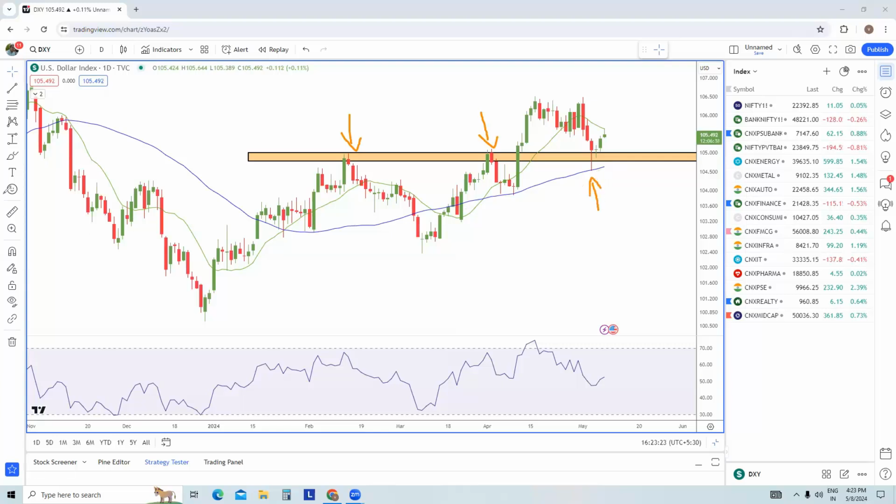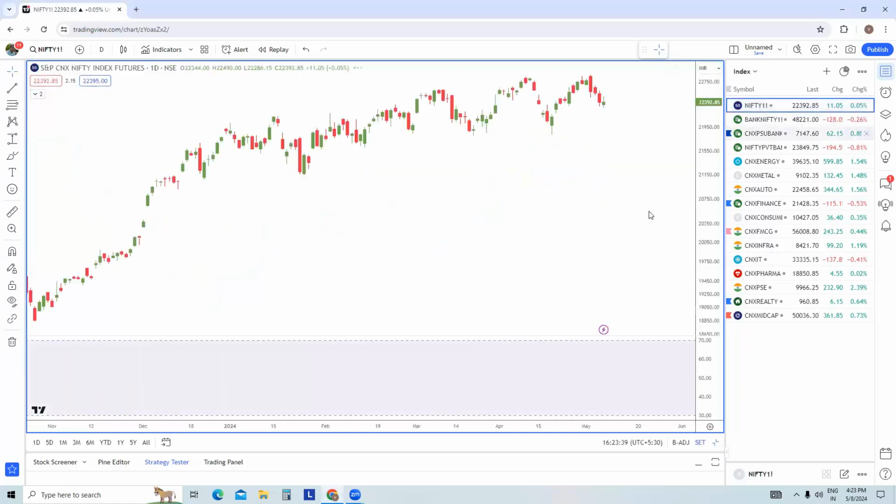Now if you have a shorter term breakout in the hourly or even in the 2 hourly time frame charts in the dollar index, then it is probable that the dollar index will rise and it could create some problems in the Indian markets. Now let's have a look at the Nifty futures.